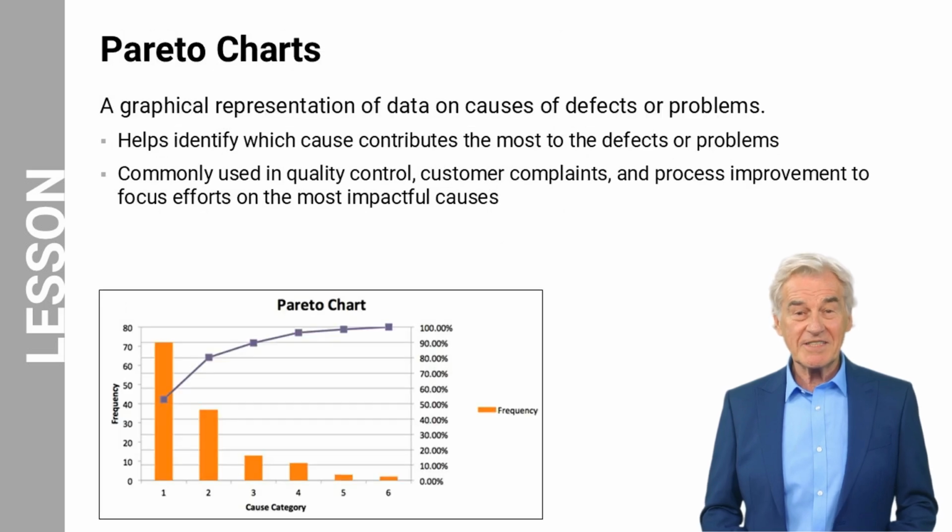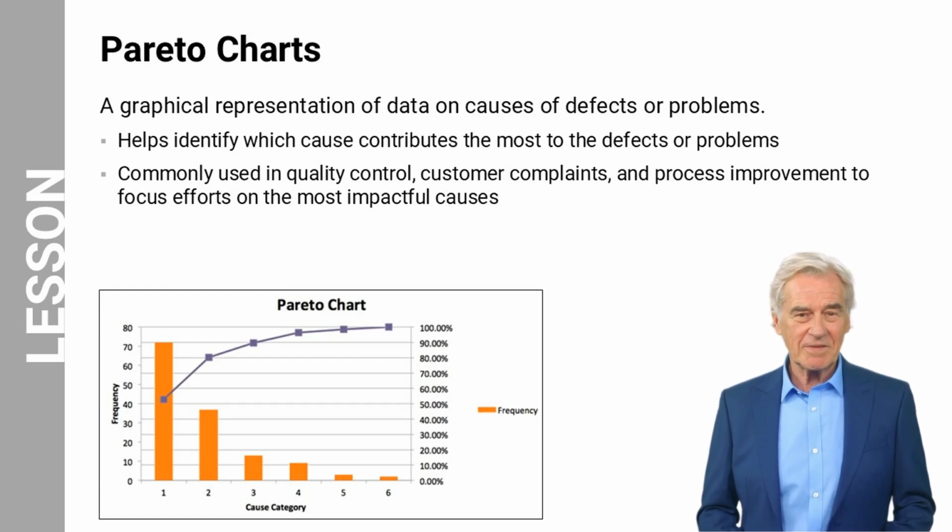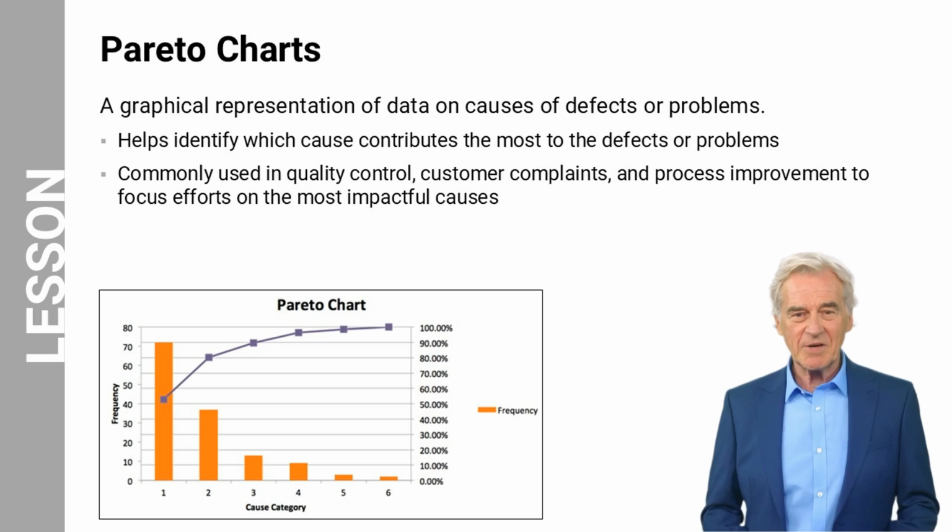A Pareto chart is a graphical representation of data collected on the causes of a particular problem. It shows how often a problem is created from a specific cause and can tell you which cause creates the most effects. This chart is especially useful in identifying the most significant contributors to a problem.